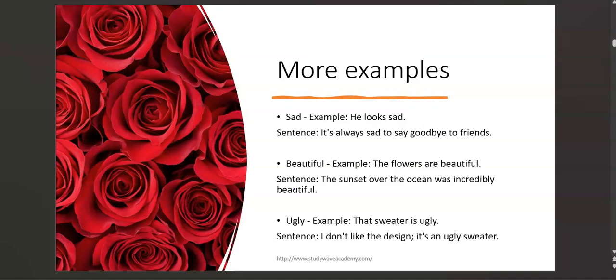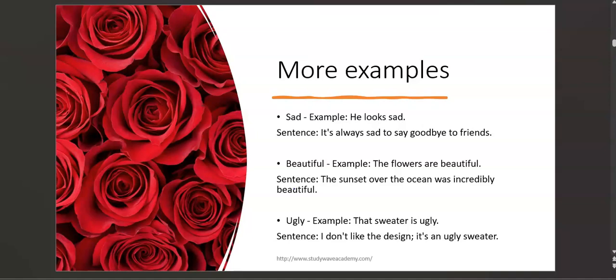Another example is ugly. The sweater is ugly. I don't like the design. It's an ugly sweater. Now, here you're trying to talk your thoughts out. Like you tell someone about your thoughts. Maybe someone gave you a sweater and you didn't like it. You feel that it's ugly. So this is your opinion here, right? So one thing I want you to understand is that with this adjective ugly, you might think it's ugly, but someone else might think it's beautiful.